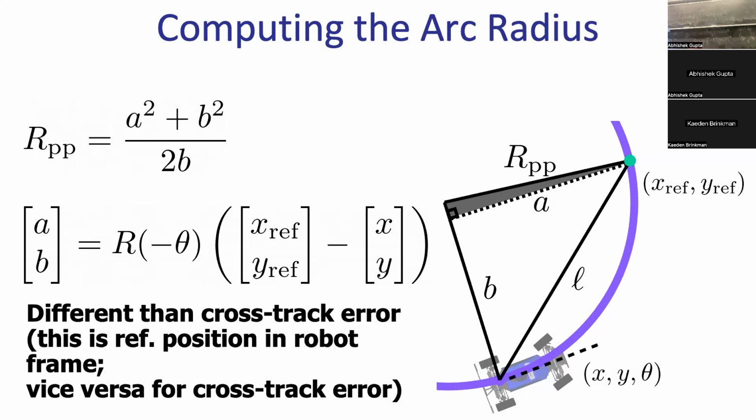So think of it like if you had the car at 0, 0, right? If the car was facing the axes, perfectly axis aligned. In that case, this is x, y, and theta is equal to 0. And then this is going to be x ref, y ref, and your radius is going to be some other point here.